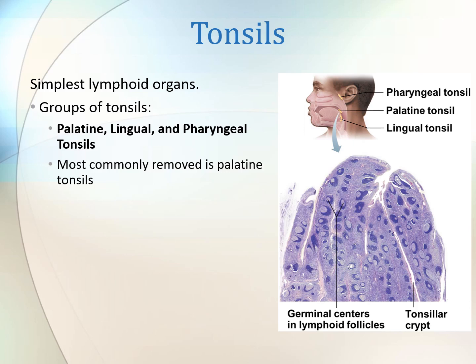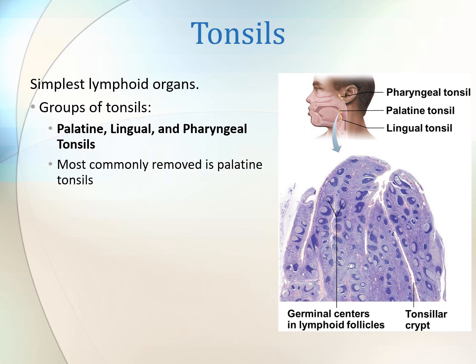So let's look at those tonsils. They're the simplest lymphoid organ. Technically they're an organ, but they are kind of in this group of aggregated lymphoid nodules. We have a couple different tonsils. We have the palatine tonsil, which is associated with the palate, okay? Lingual tonsils are near the tongue.